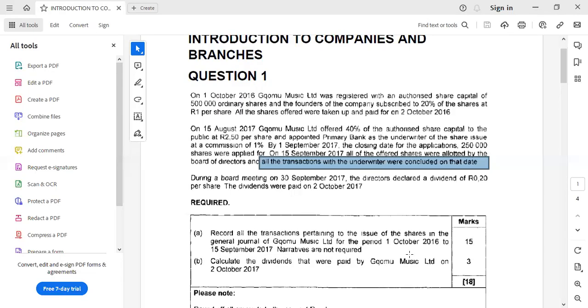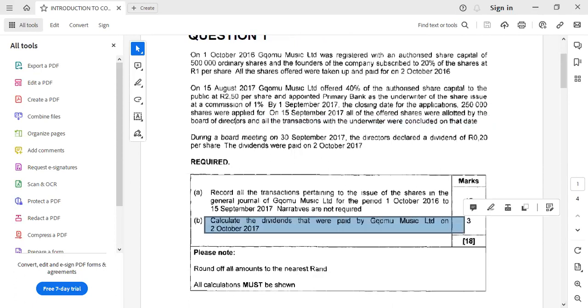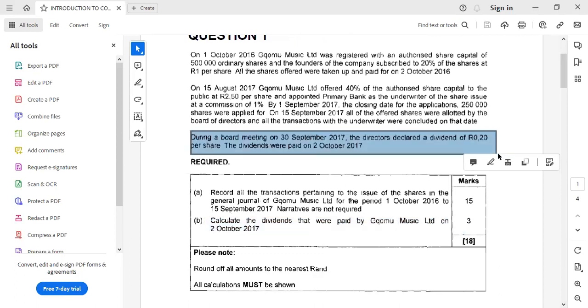So those were the transactions pertaining to the issue of shares that were supposed to be recorded. Then part B, calculate the dividends that were paid by Gqom Music on 2 October. During a board meeting on 30 September, the directors declared a dividend of 20 cents per share. The dividends were paid on 2 October, after all those transactions had taken place.